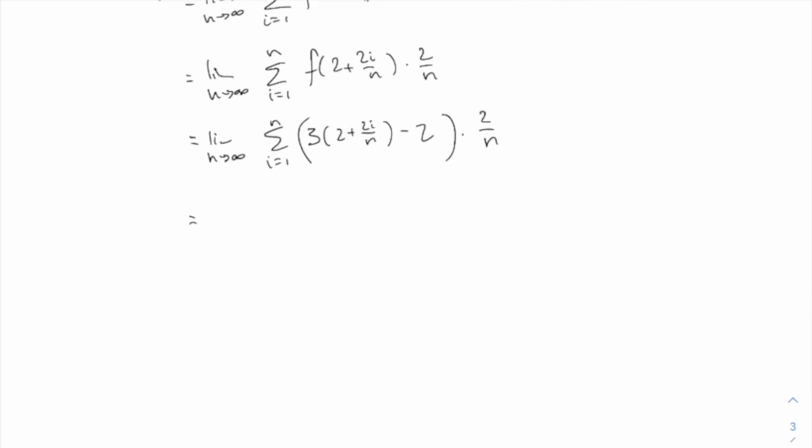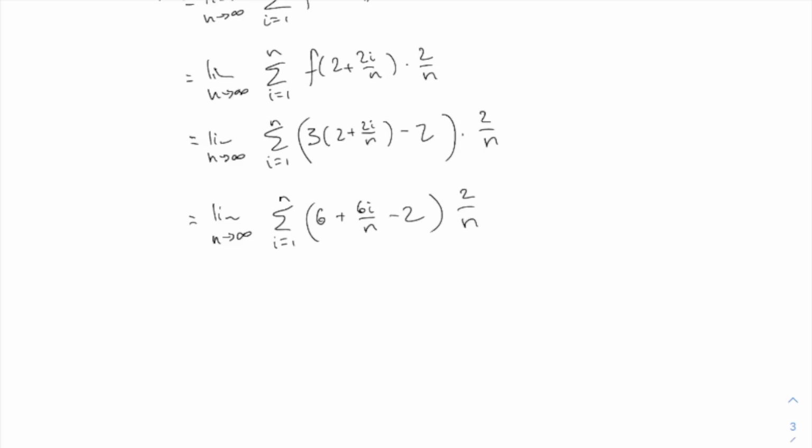Okay, now we just got to expand, distribute, whatever, simplify everything. I'm going to first distribute the 3 on the very inside of the parentheses there. The sum i equals 1 to n. All right, distribute the 3. I got 6 plus 6i over n. That stuff, I guess I no longer need those parentheses. Minus 2. I do need these parentheses.